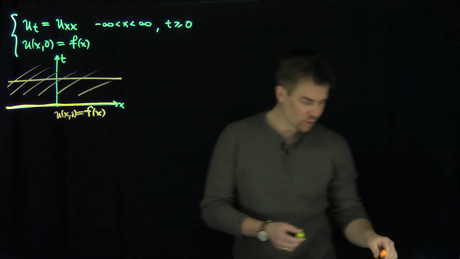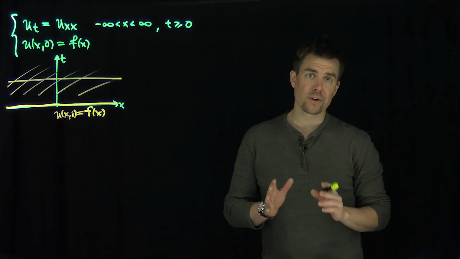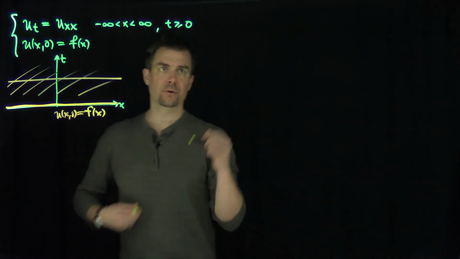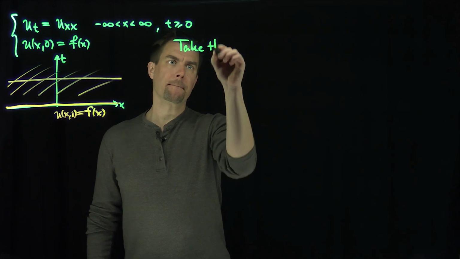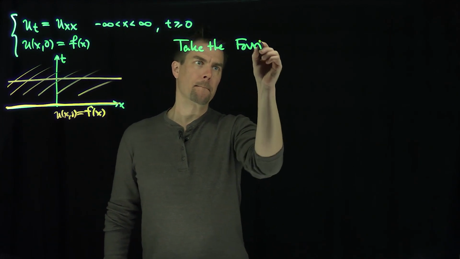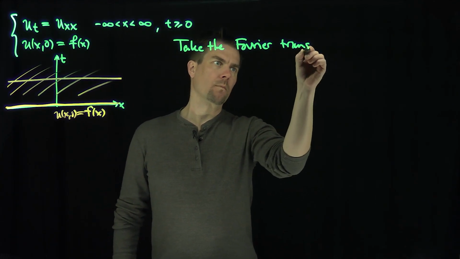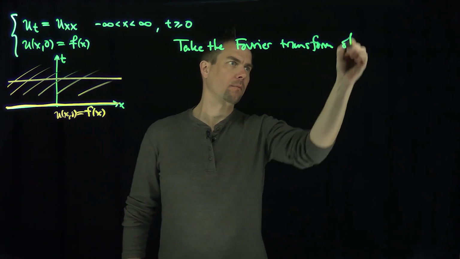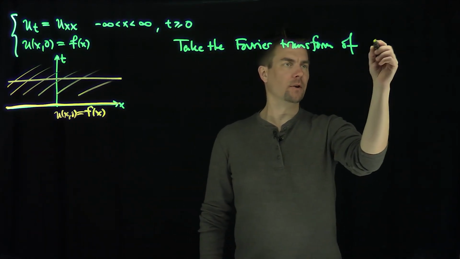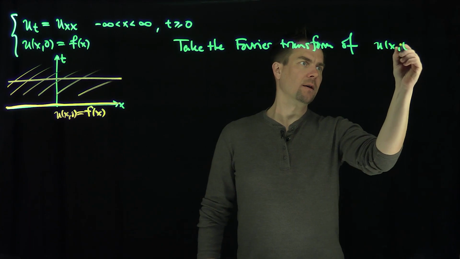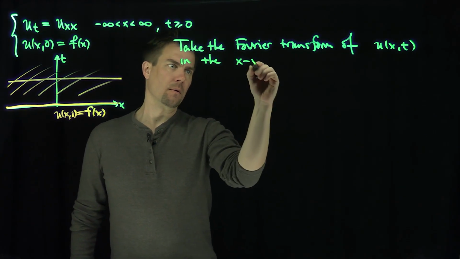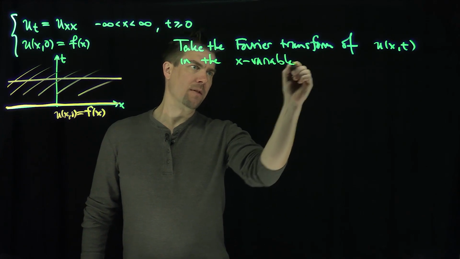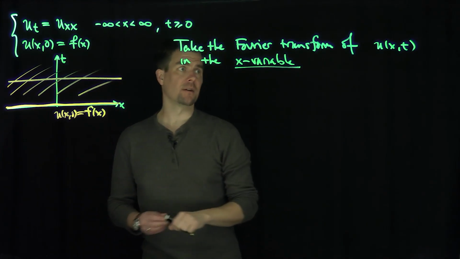And what we're going to do is Fourier transform one of the variables here. I'm going to Fourier transform the x variable. So the methodology of the proof is we're going to Fourier transform. So let's take the Fourier transform of the function u of x, t in the x variable. I'm going to Fourier transform the x variable only and leave t as itself.